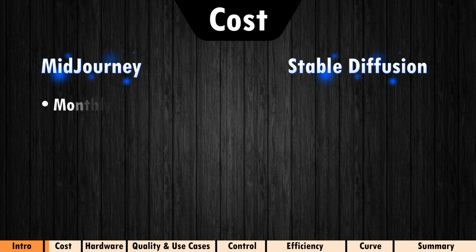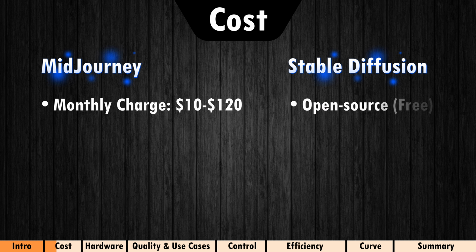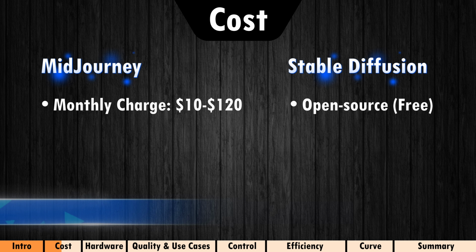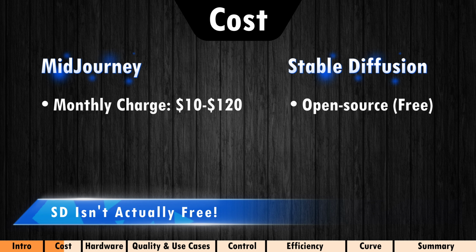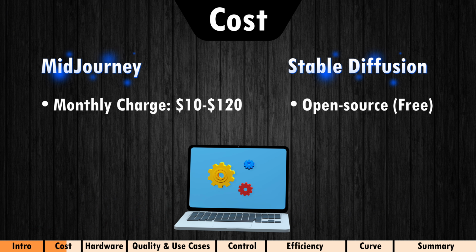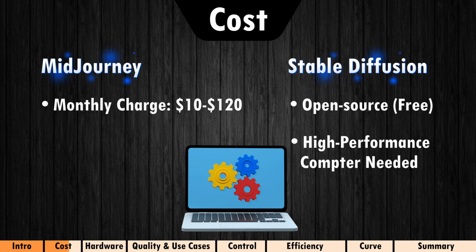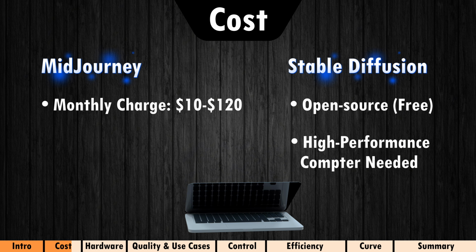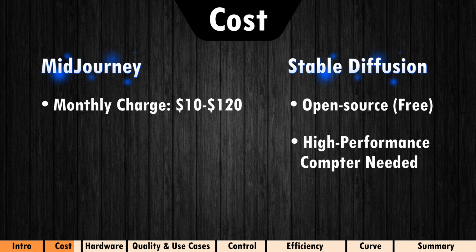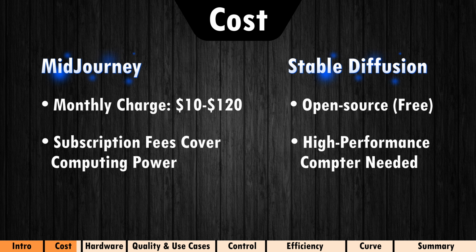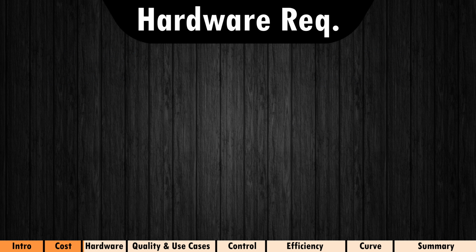Midjourney charges a monthly subscription ranging from $10 to $120. On the other hand, Stable Diffusion is open source, which means it's completely free. That doesn't mean Stable Diffusion is the clear winner. To use Stable Diffusion, you'll need a high-performance computer, which requires a significant upfront investment. In contrast, Midjourney's subscription fees essentially cover the cost of the computing power you're using, so the expense is more spread out. Next, let's look at hardware requirements.